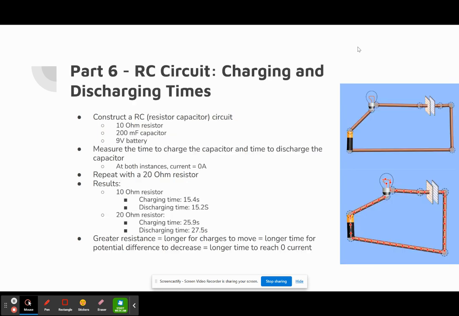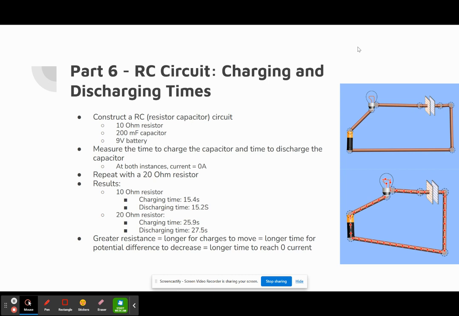For part 6 of our RC circuit, charging and discharging times, we constructed our RC circuit with a 10 ohm resistor, a 200 mF capacitor, and a 9 volt battery. And then we measured the time to charge the capacitor and the time to discharge the capacitor, and we repeated with a 20 ohm resistor.